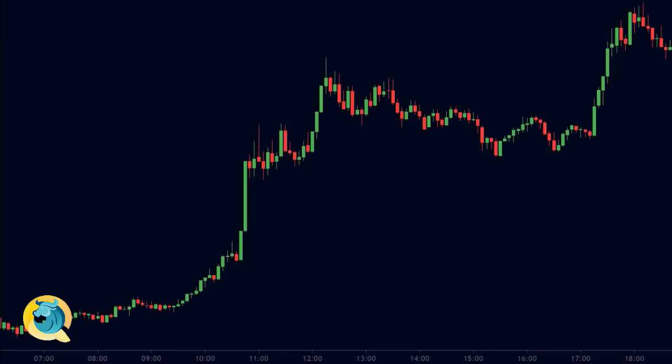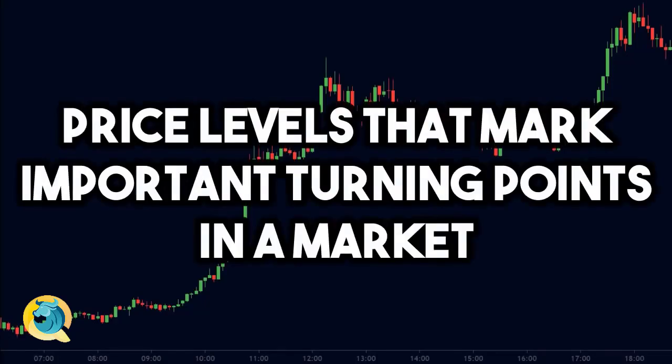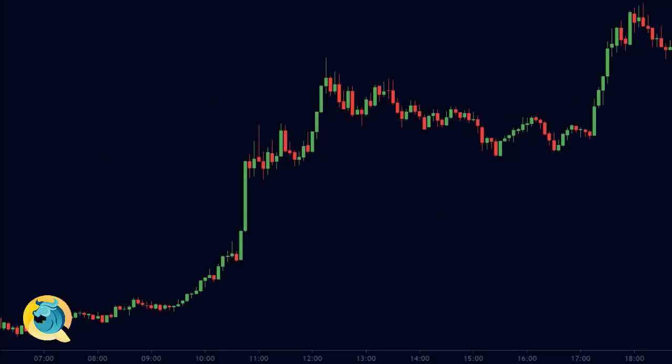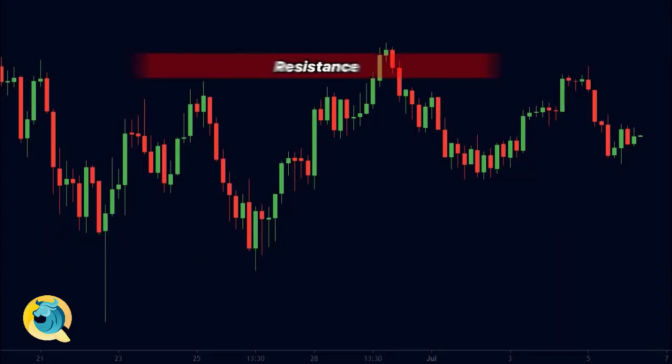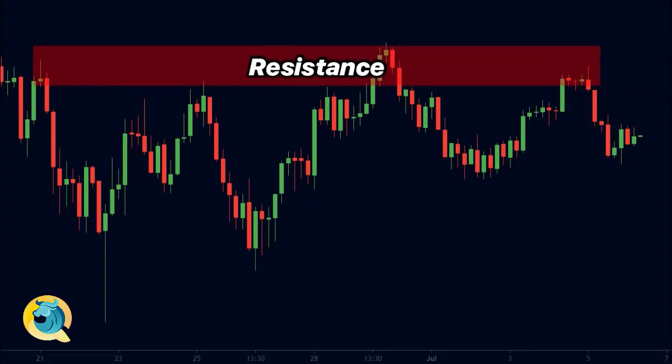Support and resistance are basically price levels that mark important turning points in a market. You can think of them as barriers that prevent the market from going in a certain direction. A support is an area on the chart that prevents the market from falling below or going downwards. Similarly, a resistance level is an area on the chart that prevents the price from pushing above or going upwards.